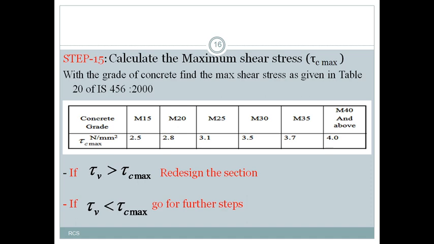The first condition is, if the nominal shear stress is greater than the maximum shear stress value, then it is not adequate for providing any shear reinforcement. Generally, in this situation we go for redesigning the member. That means we have to modify our cross sections, that is the b value, d value and Ast values, and then make sure that our τv must be less than or equal to τc max. Then we go for the further step.